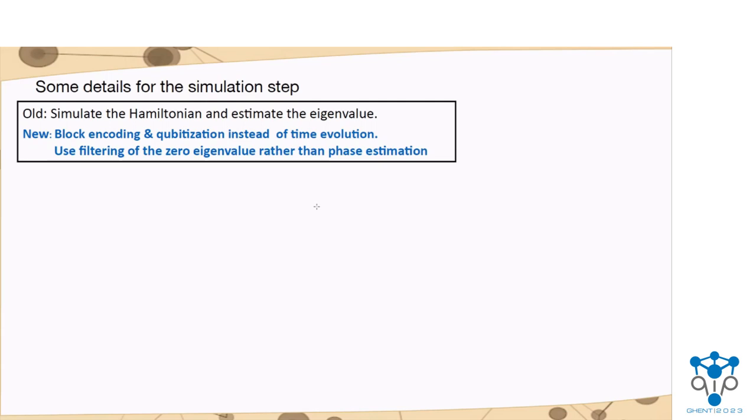And the second thing, we're not really going to be doing phase estimation, but rather we will apply a linear combination of unitaries to construct the projection operator onto the effective kernel space. And then we'll do phase estimation, amplitude estimation to find out what this fraction is.